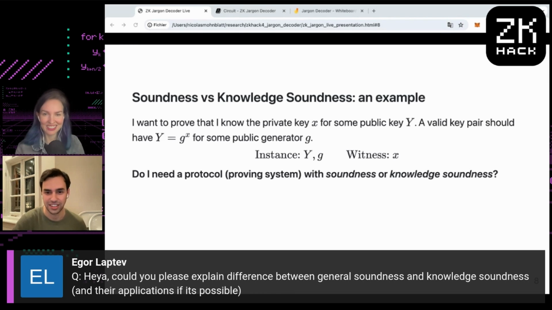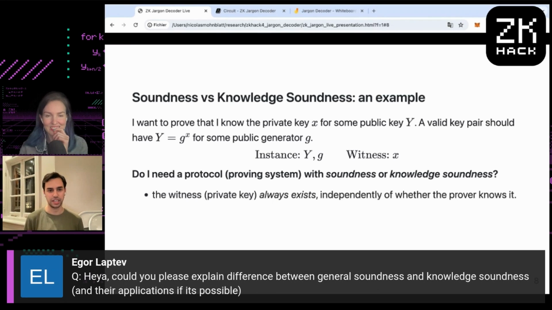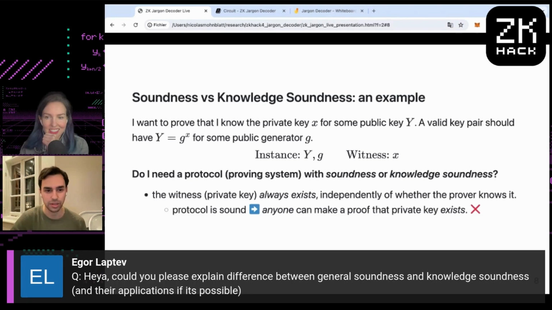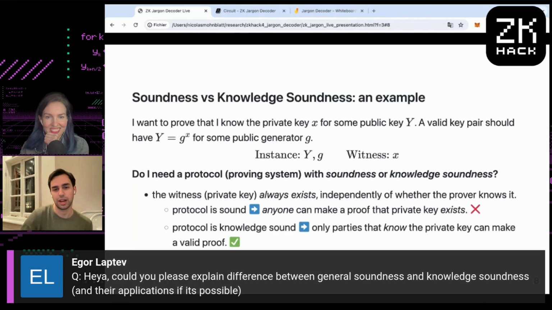Why? All right, that is correct. So the witness, the private key, always exists. If someone gives you some public key Y, there is always a private key that corresponds to it. It doesn't matter whether the prover knows that private key or not, it always exists. So if we had only soundness, then anyone could make a proof that the private key exists, because that's true. If we have knowledge soundness, on the other hand, only someone who knows the private key can make the valid proof.